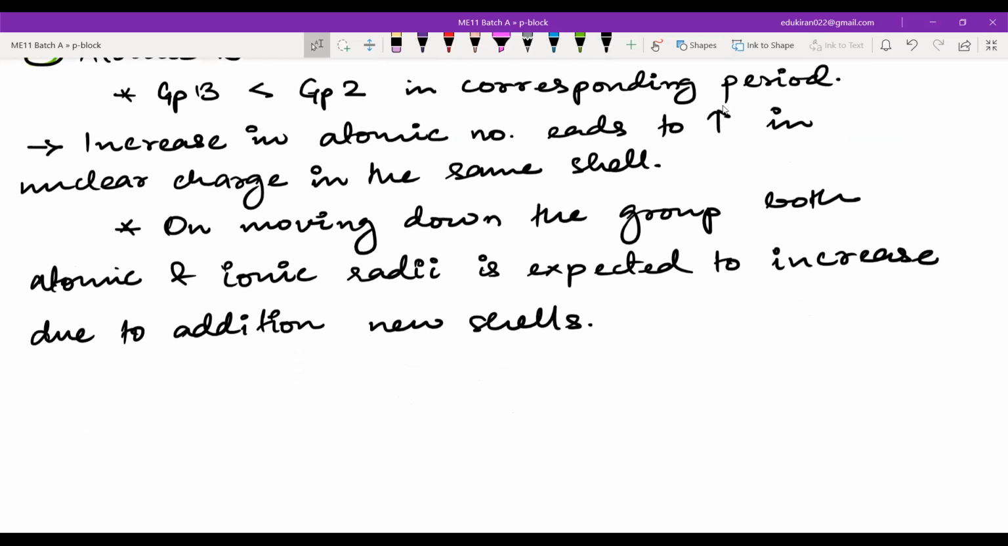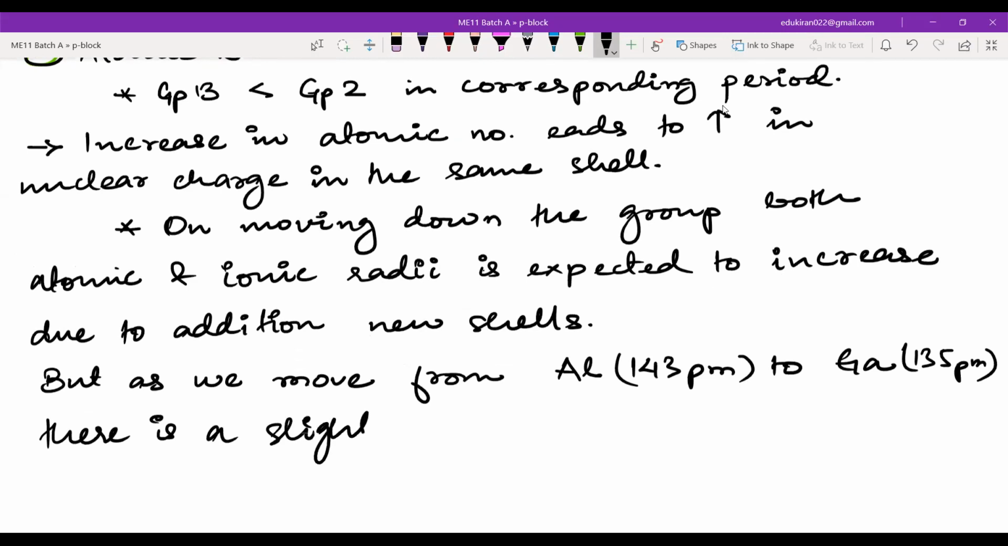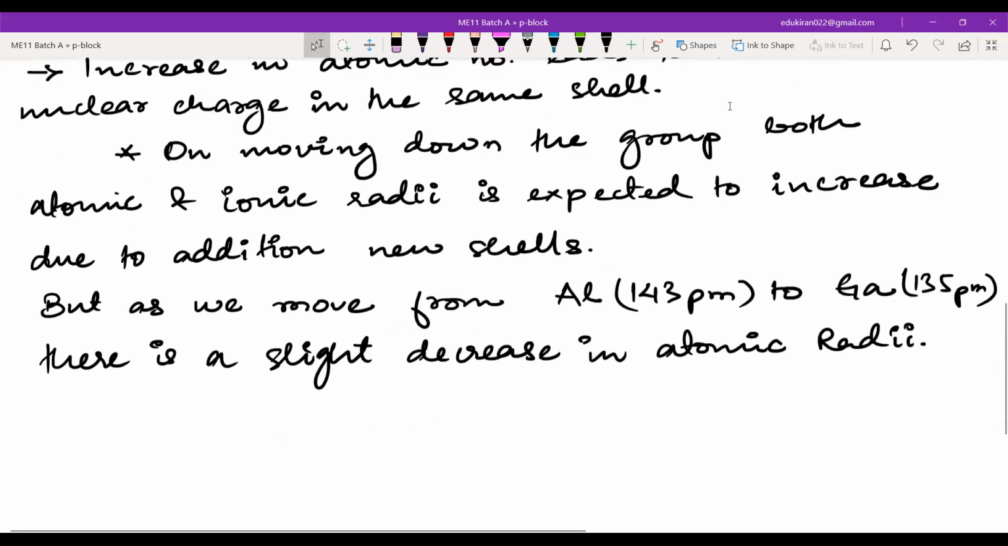The anomaly is that as we move from aluminium, which has an atomic radius of 143 picometer, to gallium, which has an atomic radius of 135 picometer, there is a slight decrease in atomic radii. Now, why is this happening?